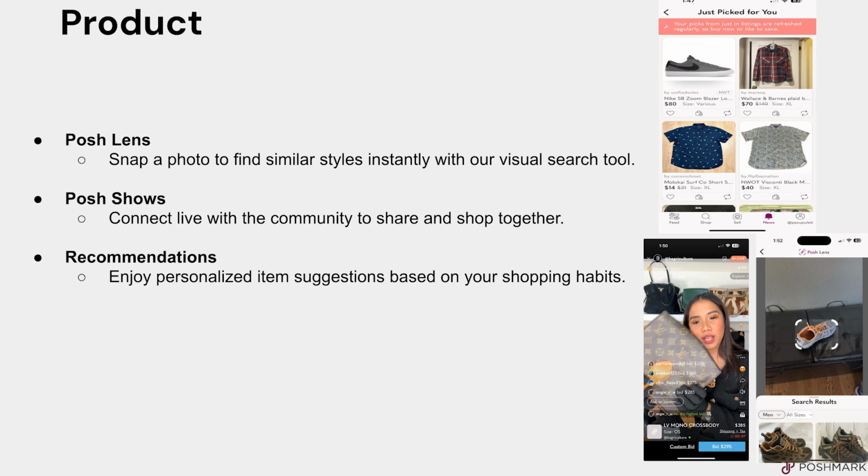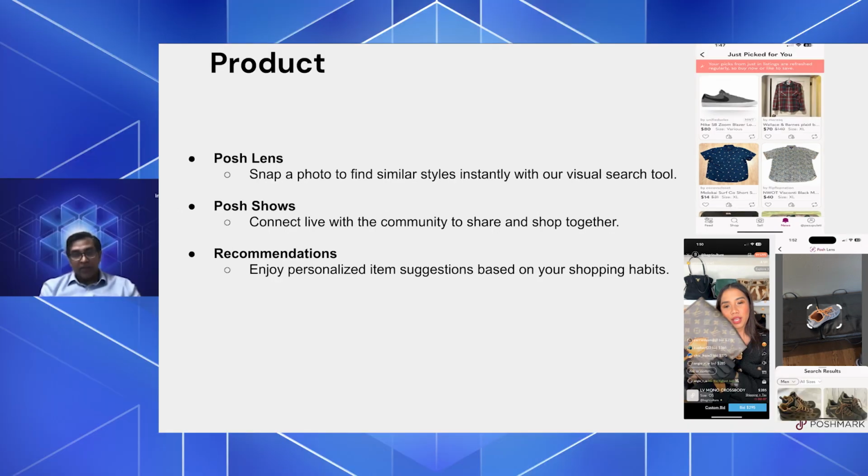We recently introduced a feature called Posh Lens. It's a visual search. Users can simply take a picture of the item they are looking at and search for it on our platform. This helped us improve our search surface from just a keyword search to a visual-based search, and we were able to generate millions more searches through visual search.